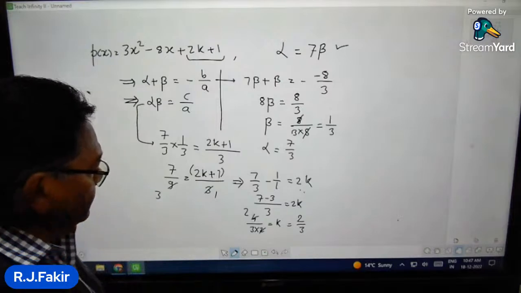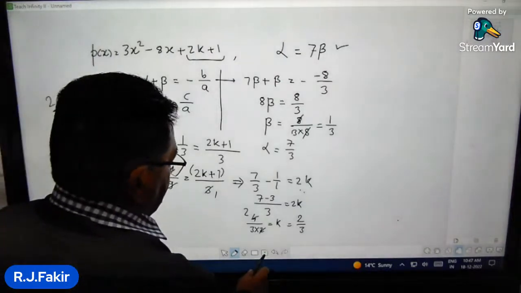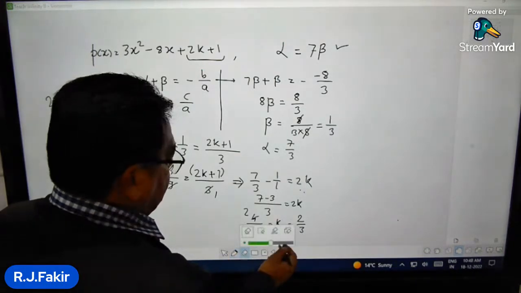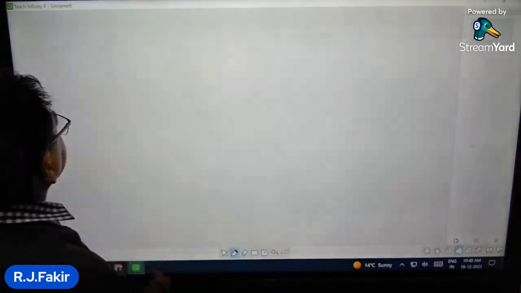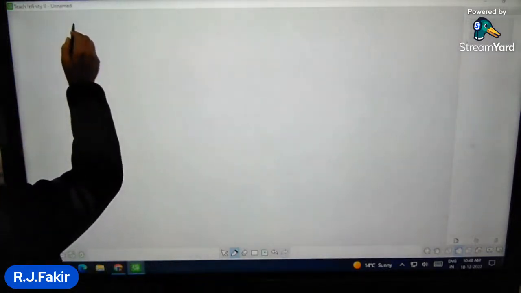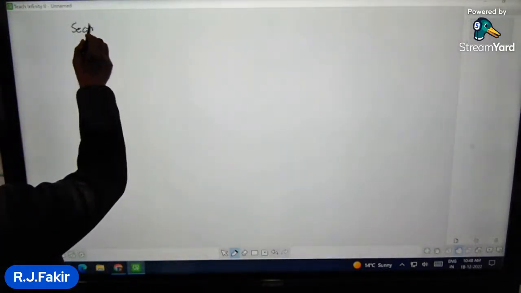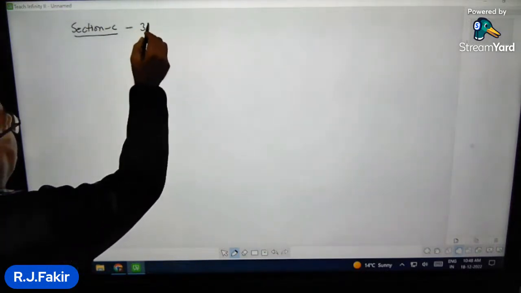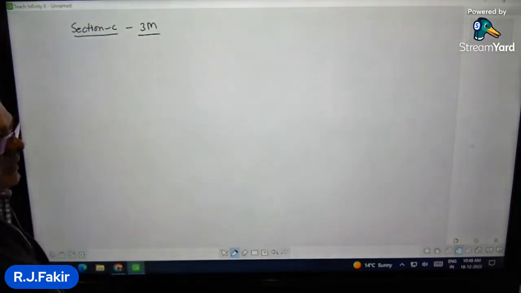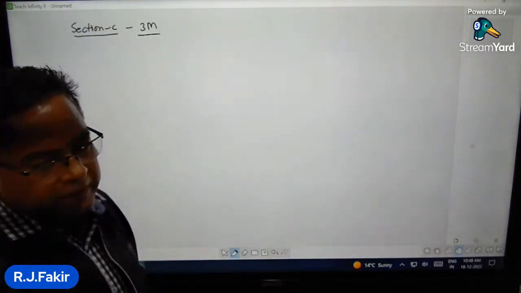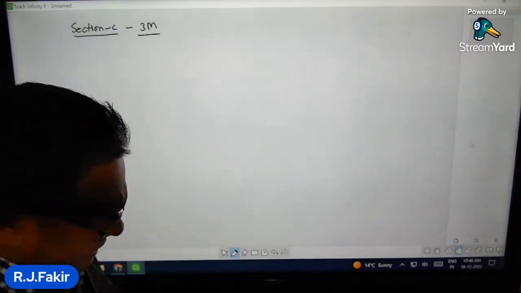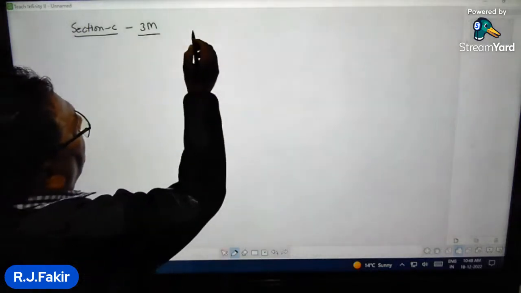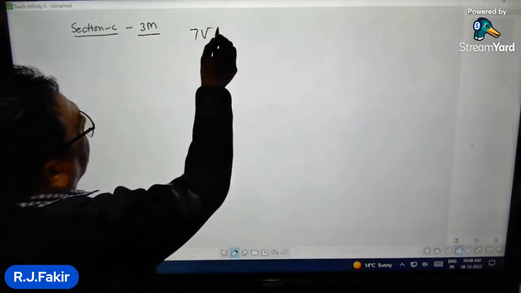Now coming back to section C. This section C basically deals with 3 marks questions. So your answer should be more detailed now. One question which is regularly and consistently asked is about numbers. You have to prove that 7 root 5 is irrational.